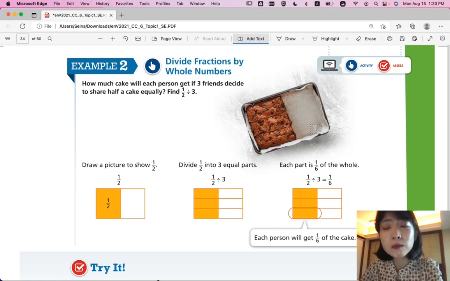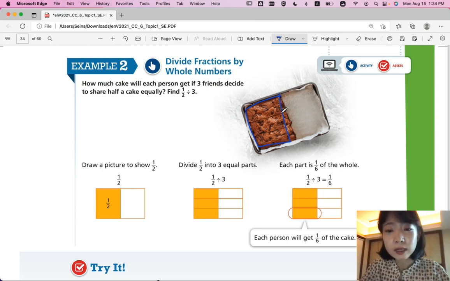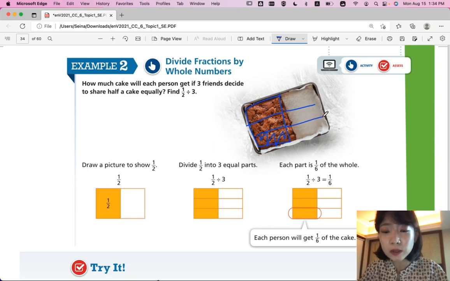So the whole pan represents 1 here. And we have half of the pan. And the friends are going to divide this equally. We have 3 friends, right? So we're going to divide this into 3 equal parts. And so each friend will get this part, which is how much of a fraction of the whole?